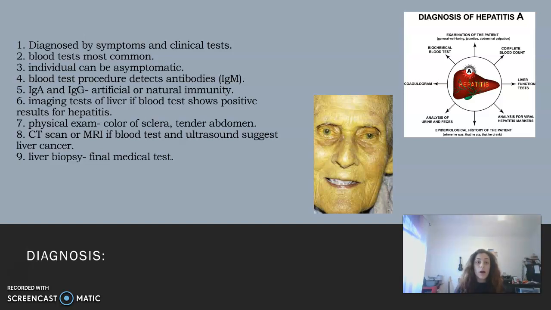If the blood test shows a positive result for hepatitis, imaging tests of the liver can be conducted, or a physical exam to look at the color of the sclera or a tender abdomen, because Hep A can cause jaundice because it reduces the adequacy of liver function. If there is still not enough information, a CT scan or MRI can be done to check for liver cancer. And if this is still not enough information, a liver biopsy can be conducted to look at the level of cirrhosis or scarring in the liver.